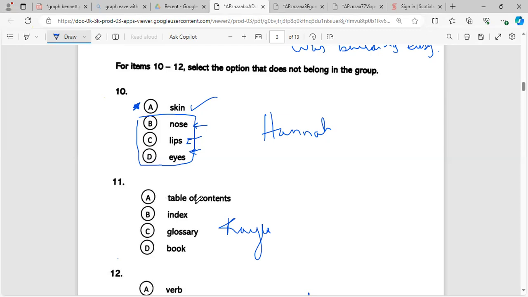What about the one here? Table of content, index. Oh, Kayla. Sure, that's answer. Book. All of these are in the book, right? But book is the odd one. But see, you know that's unfair.